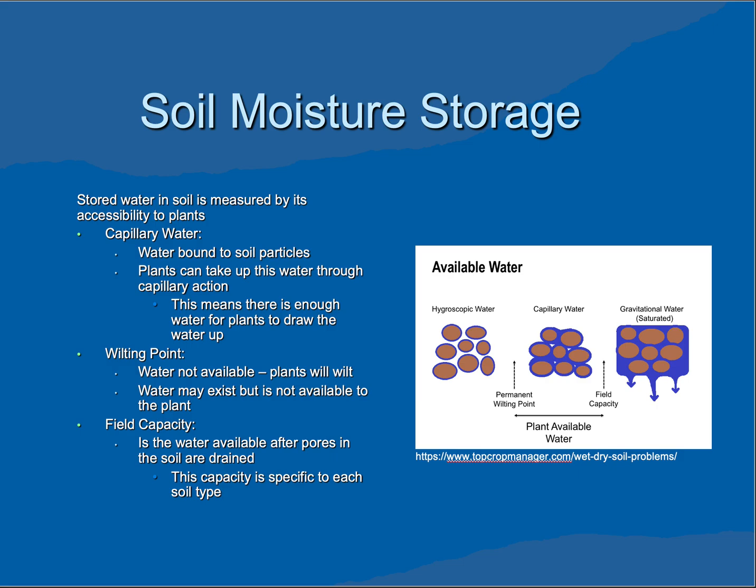This is capillary water. Water is attached to the soil particles, but the plants are able to draw that water up, and there's enough for that plant to have. Anything that is less than capillary water, where the plant can no longer draw the water up, even though there's water available within the soil, is hygroscopic water. And it's at that stage where you get a wilting point.